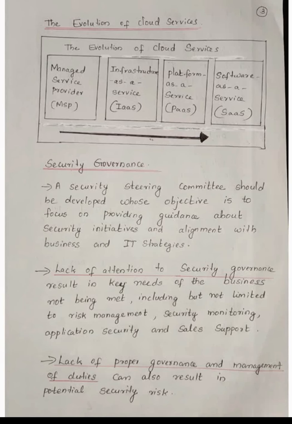Evolution of cloud services. See the figure. First one is managed service provider, MSP, infrastructure as a service, IaaS, platform as a service, PaaS, software as a service, SaaS. These are the evolution of cloud services.